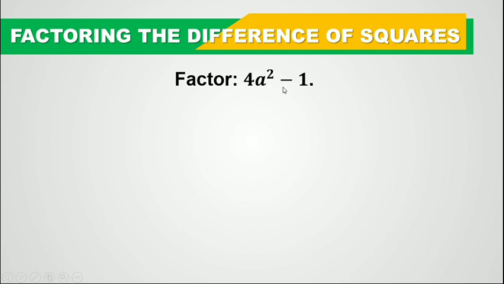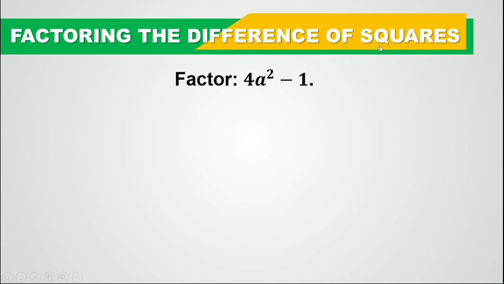As you can see, the first term as well as the second term is a perfect square. 4 is a perfect square number, a squared is a perfect square variable, and 1 is also a perfect square number. So if you see a polynomial wherein two perfect square monomials are being subtracted and there are only two terms, just like this, one, two, you could apply this technique, factoring the difference of squares.